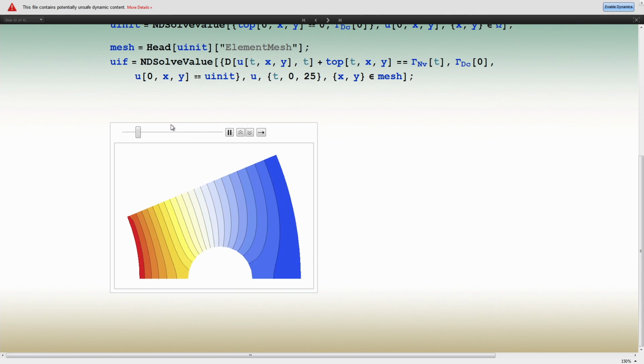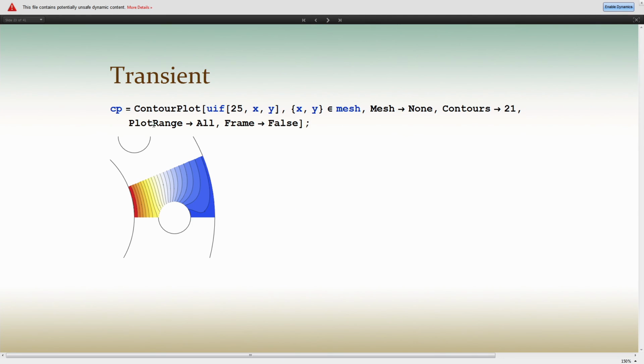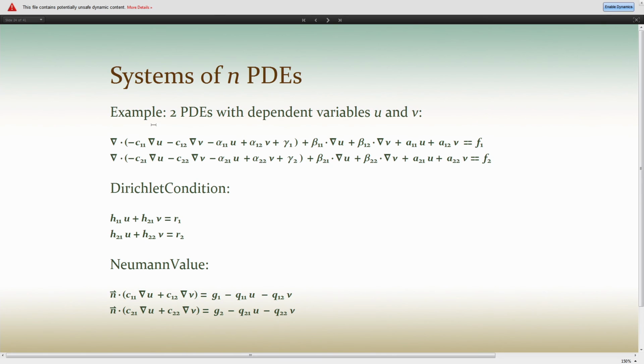So now you see at different times in the solution how the heat is absorbed when I switch on this cooling liquid. Internally, NDSolve analyzes the coefficients or the input function you give. It extracts the necessary components and auto-compiles those and then runs. Here's the contour plot of the solution at time 25. OK, so we've warmed up now, and now we'll discuss systems of PDEs.